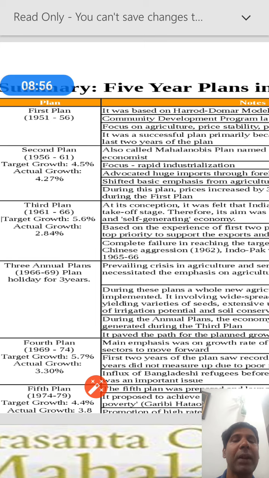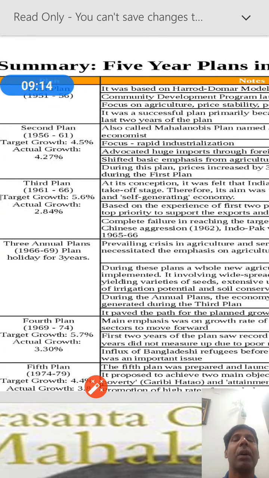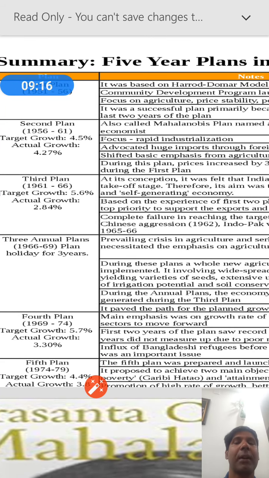That planning was known as the Mahalanobis plan. And who was Mahalanobis? He became a great economist in the country. He started the Statistical Institute in the country, and he was born in Kolkata. At a later stage he studied and then started economic research in the country.